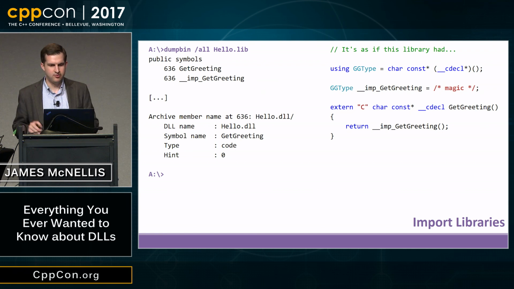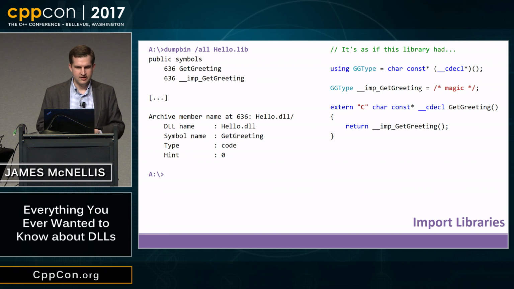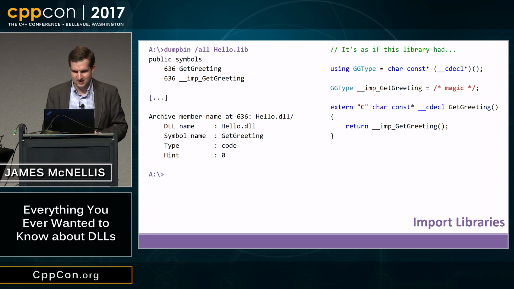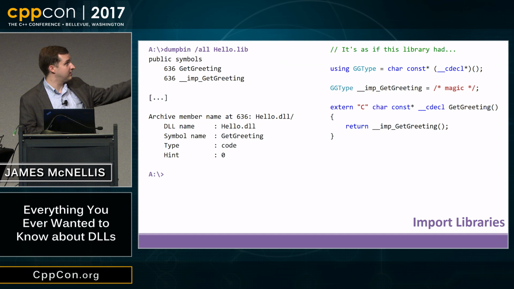So what happens inside the linker is this is as if the library had the following. So it's as if we had a function pointer of the correct type, and it's got a global variable, __imp_getGreeting, that gets initialized to the address of the getGreeting function inside the other DLL. And that happens through magic. And we'll see how that magic works in an upcoming section. But for now, just assume that this ends up being the address of the getGreeting function.